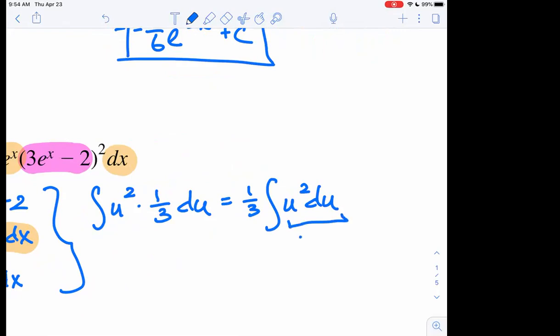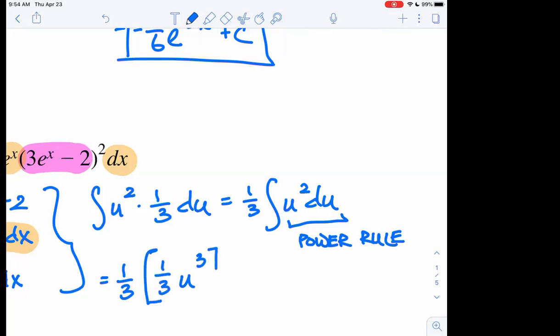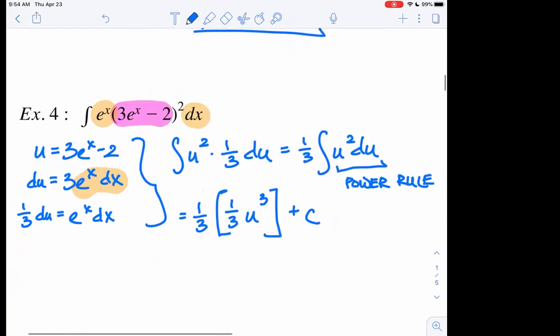Okay, so here we want to make sure we use our power rule. And when we do that, we have that 1/3 from the outside. And then u to the 2 plus 1 is 3, and the reciprocal of 3 is 1/3. And then plus c. Okay. Now I'm going to take the 1/3 times the 1/3 to give me 1/9. And u cubed plus c.